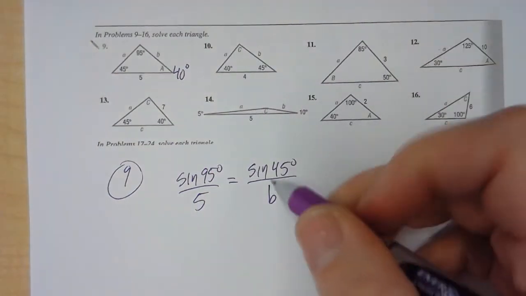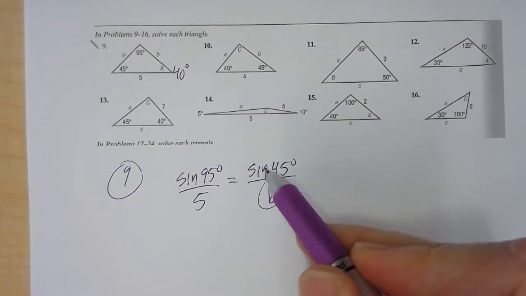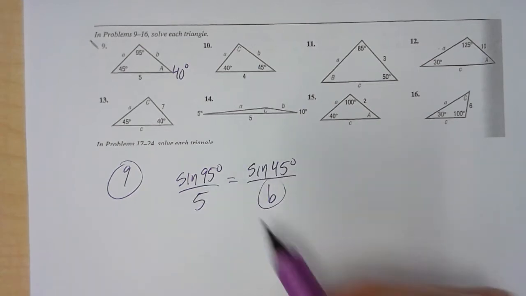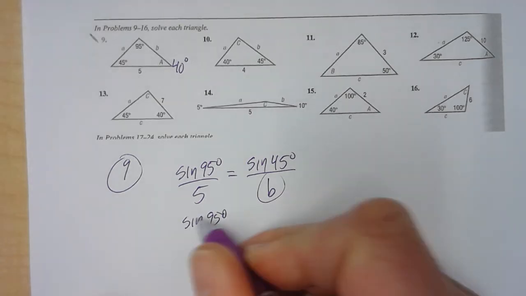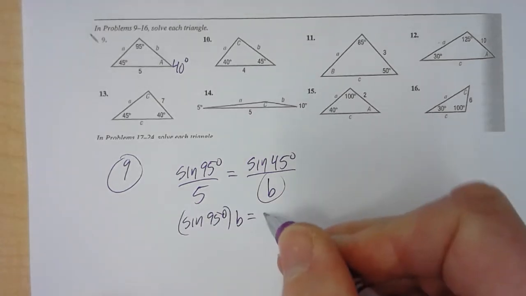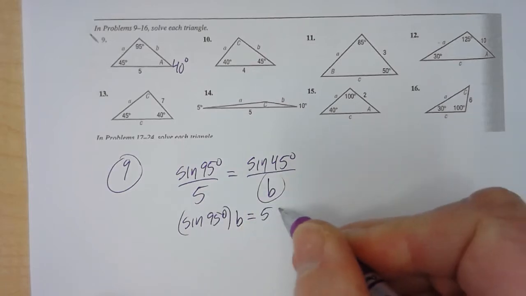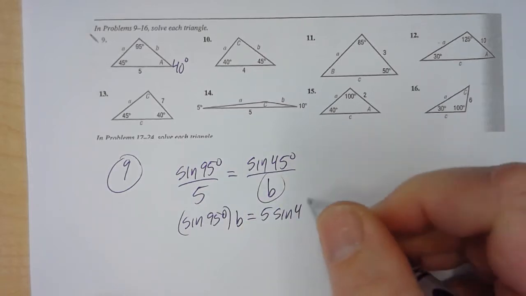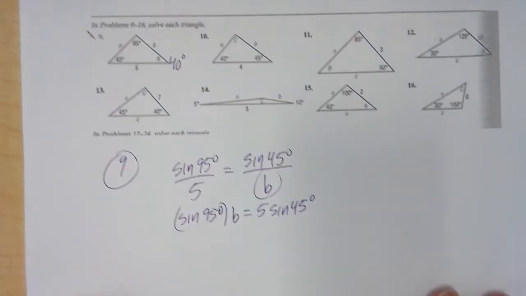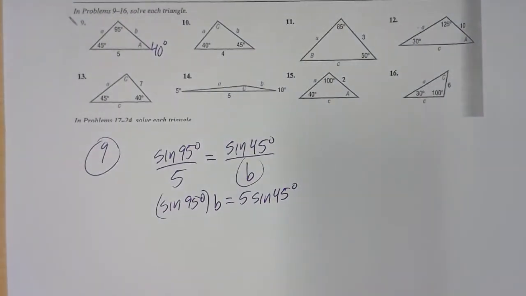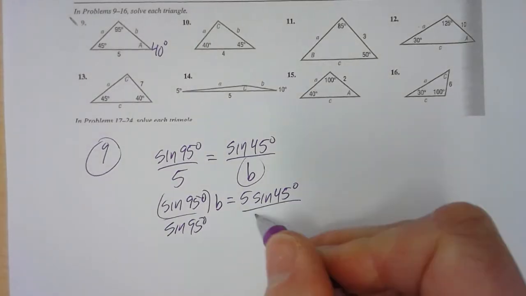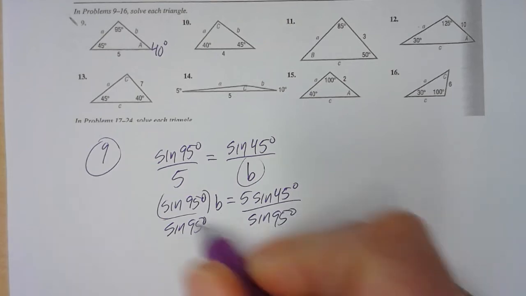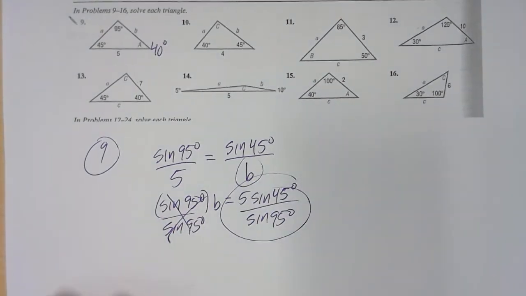So how do we solve a proportion? Well, we're going to cross multiply these and then divide by this. So basically it's sine of 95 degrees times b would be equal to this times this, which is 5 sine of 45 degrees. Then we divide by sine of 95 degrees. That cancels out. That's what b is.